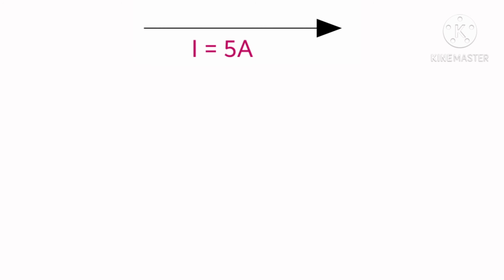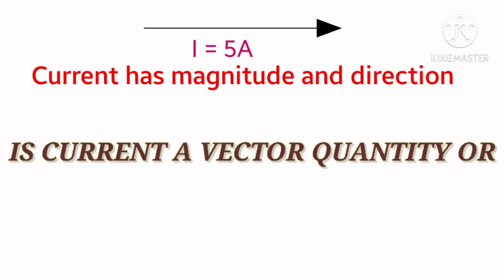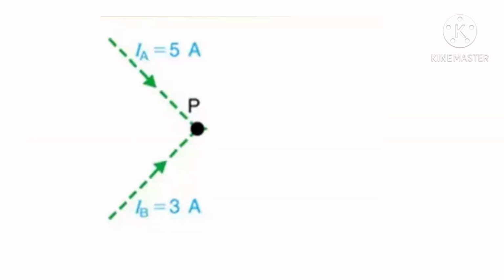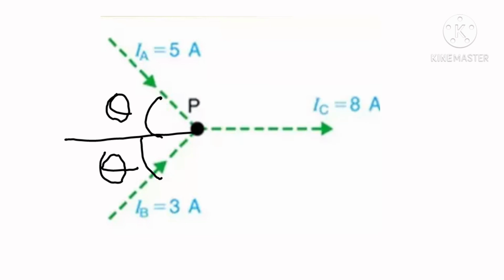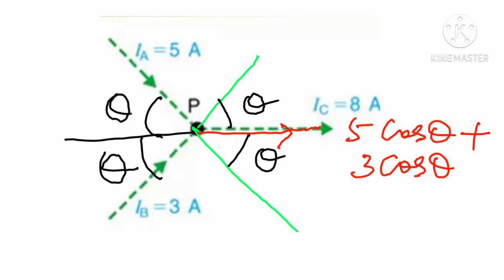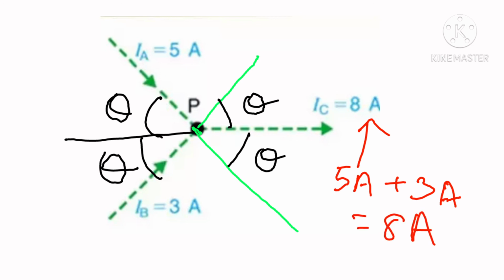There is one doubt which every student might have. Current has magnitude and direction. Then is current a vector quantity or a scalar quantity? To understand this, let us take two currents, current A and current B, flowing through a wire by making theta angle with the x-axis. Let me elongate these two currents. If it were a vector, we would have got cos theta terms in the resultant. But the resultant that we are getting is simply the addition of these two currents. That is 5 ampere plus 3 ampere equal to 8 ampere.